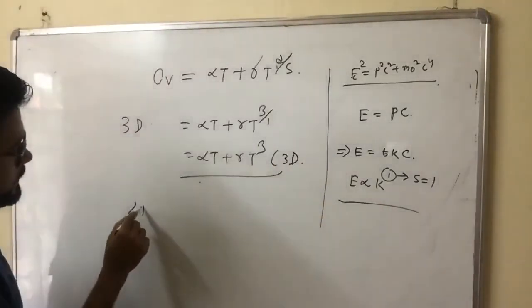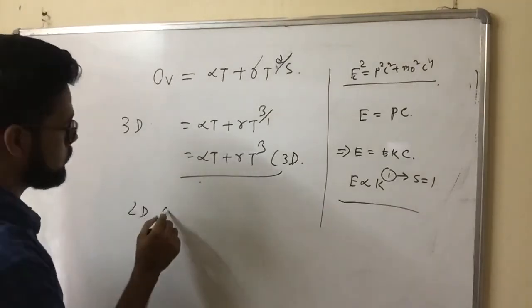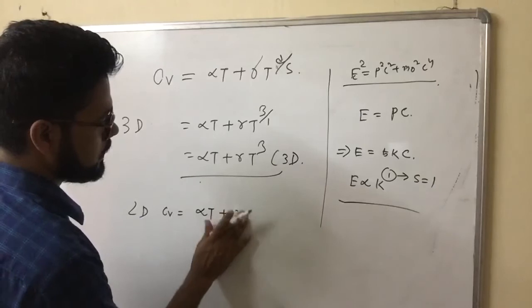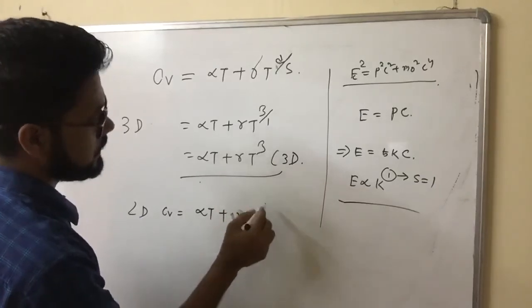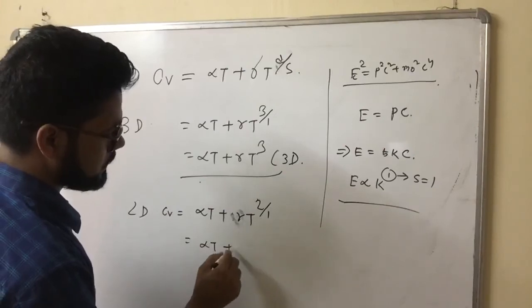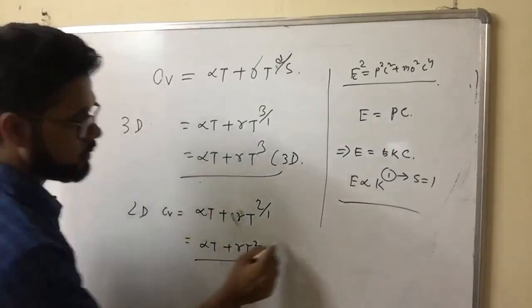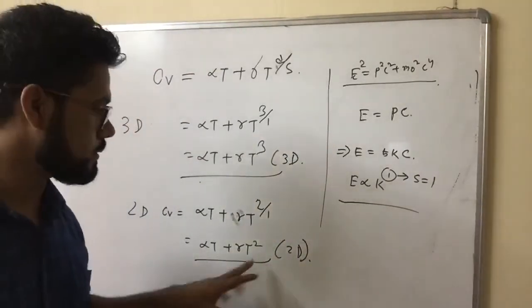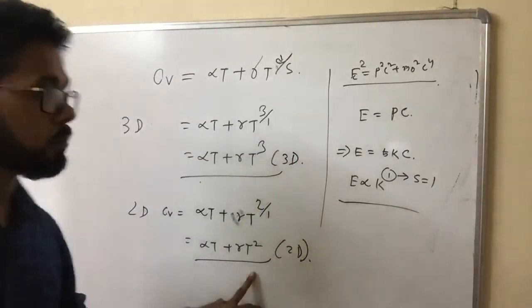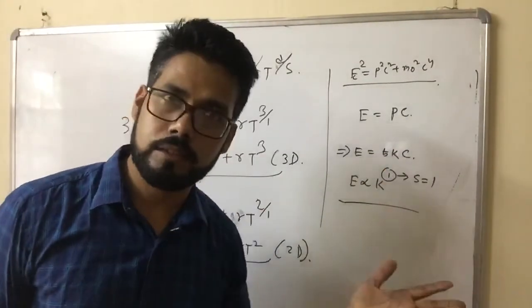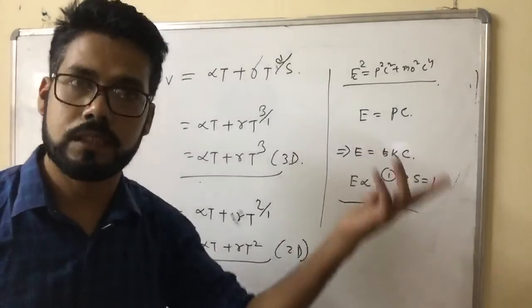Suppose in the 2D case, I am giving you again the 2D case. This is alpha T plus gamma T squared. So it is for 2D. This is the specific heat of a solid in the Debye model for a 2-dimensional crystal, for phonons having this dispersion relation. If the dispersion relation is different, then this relation will become different.